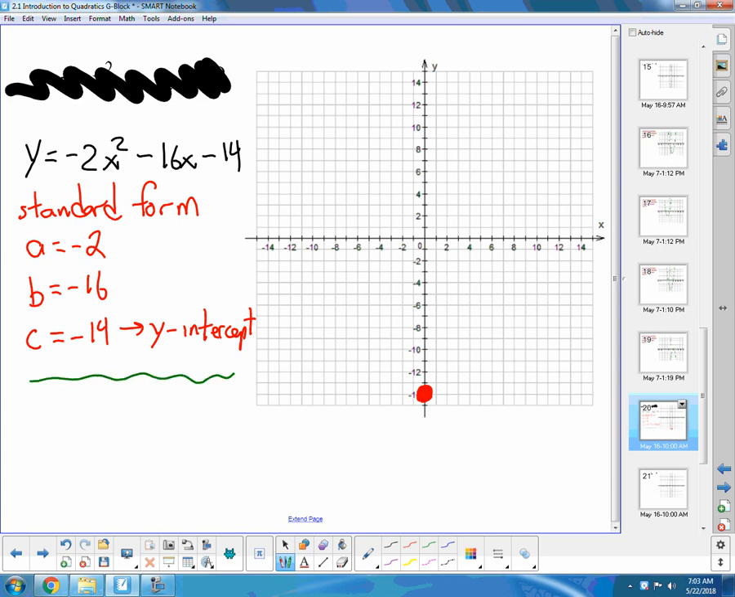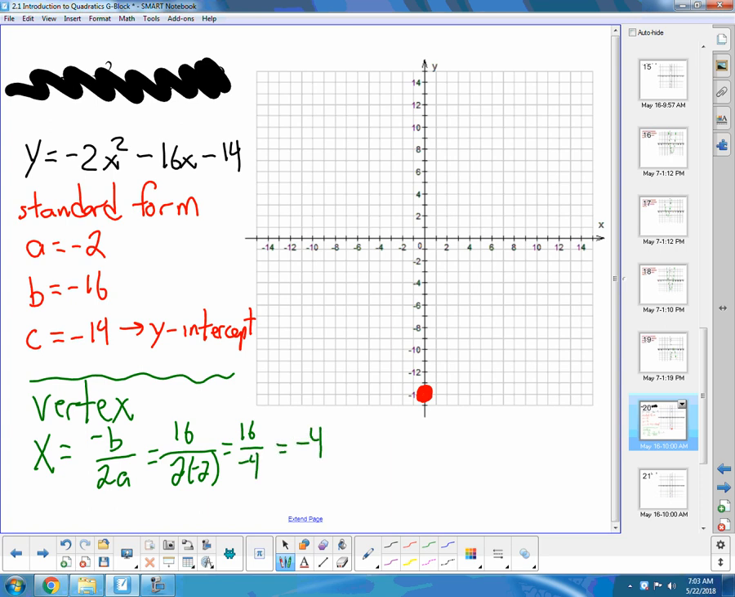Like I said previously, we're going to skip the x-intercept, and we're going to go to the vertex. So a vertex is a point, x comma y. The x-coordinate we calculate by taking the opposite of b over twice the value of a. Right now our b is negative 16, so the opposite of that is positive 16 over 2 times negative 2. So that gives me 16 over negative 4, and a little bit of arithmetic we get is negative 4. So now we know half of our vertex, negative 4 comma something.